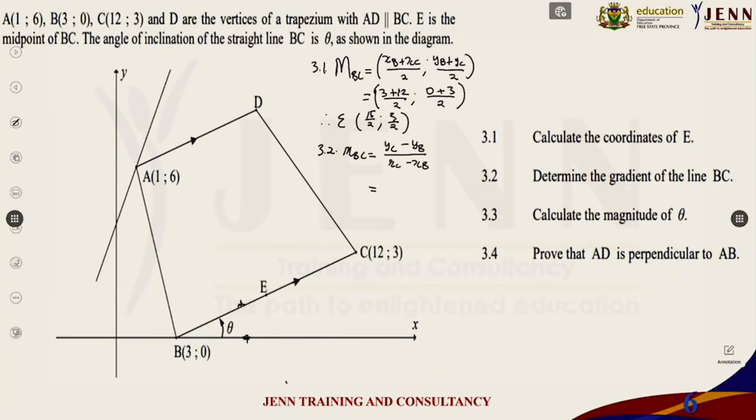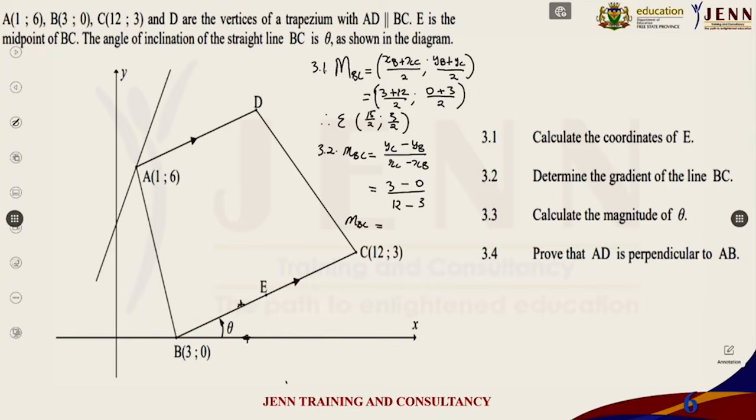What is the y coordinate of C? It is 3 minus the y coordinate of B, which is 0. Divide. The x coordinate of C is 12 minus the x coordinate of B, which is 3. Then our answer, the gradient of BC.